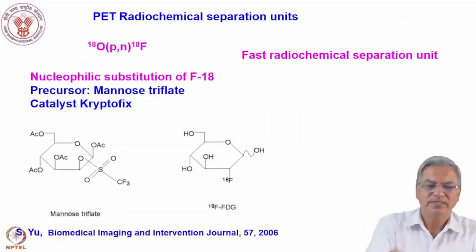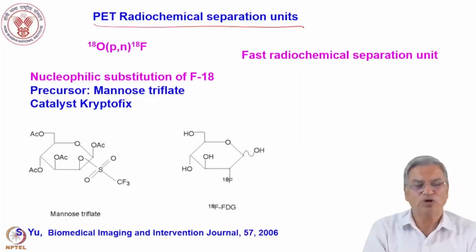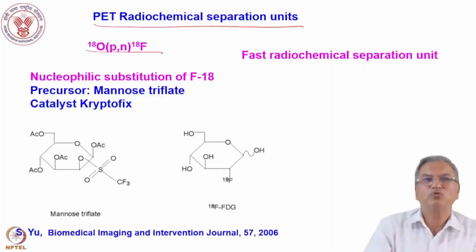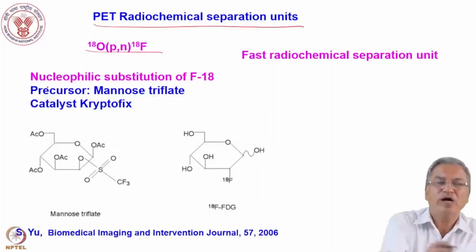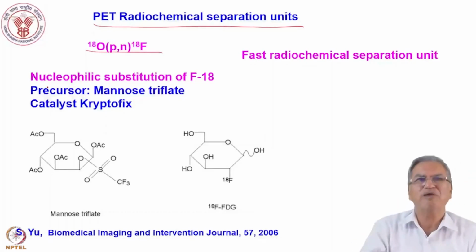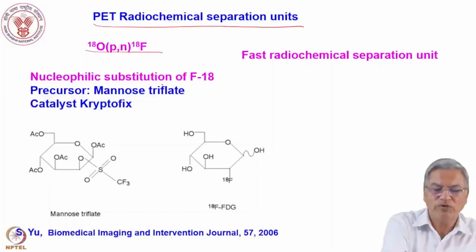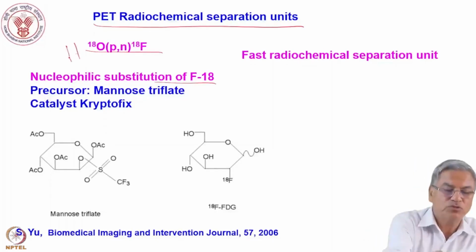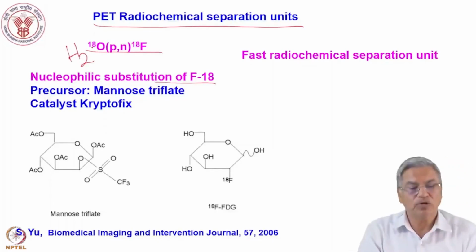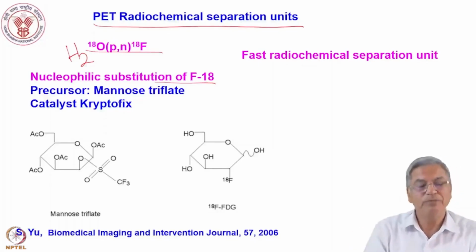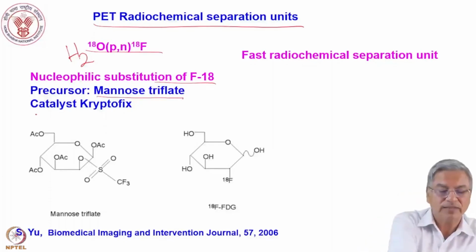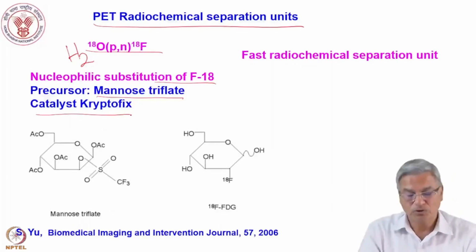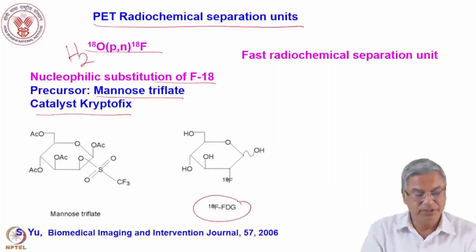And lastly, you have PET, positron emission tomography. You require short-lived positron emitters like fluorine-18, carbon-11 and so on. So you need very fast radiochemical separations because the half-lives are very short. For example, you irradiate H2O18 with the proton beam, and then separate F-18 from this irradiated water using a particular precursor and catalyst. This is the reaction given to prepare F-18 FDG.